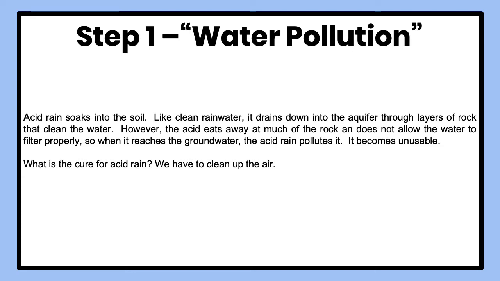However, the acid eats away at much of the rock and does not allow the water to filter properly. So when it reaches the groundwater, the acid rain pollutes it. It becomes unusable. What is the cure for acid rain? We have to clean up the air.